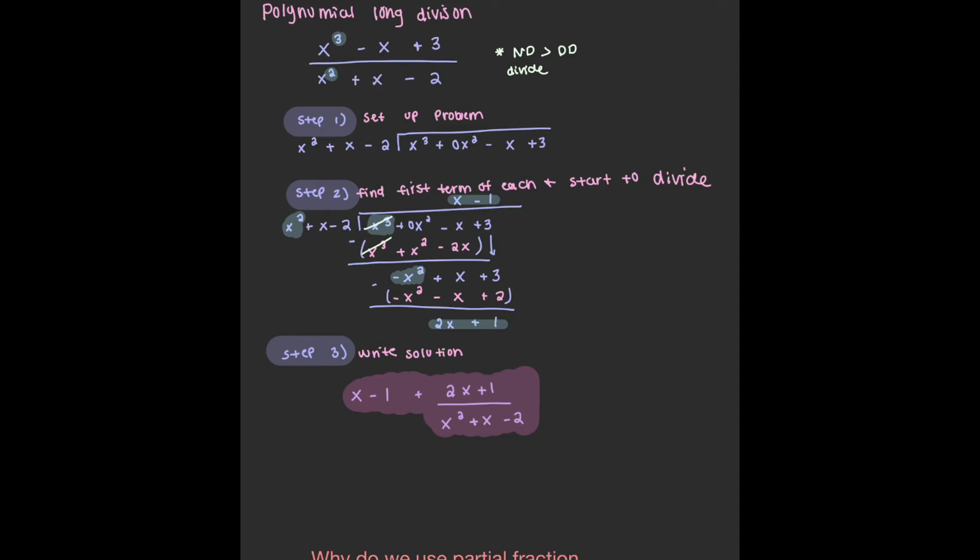After you do the same steps for this, you get a solution where this cannot turn into this anymore, and this becomes the remainder. As you can see, I highlighted this and this, they correspond together, and that's where this is coming from. So x minus 1 is the solution, and then you add the remainder divided by this piece right here, and that's where it's coming from.